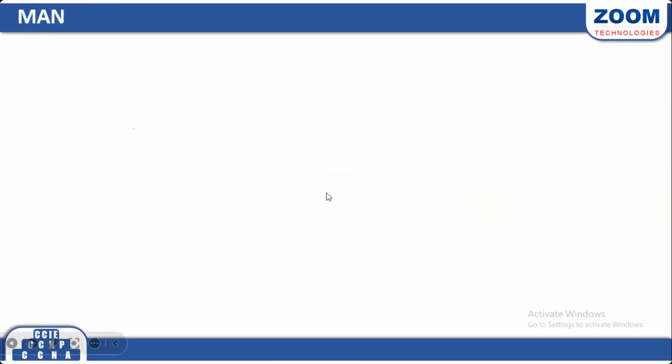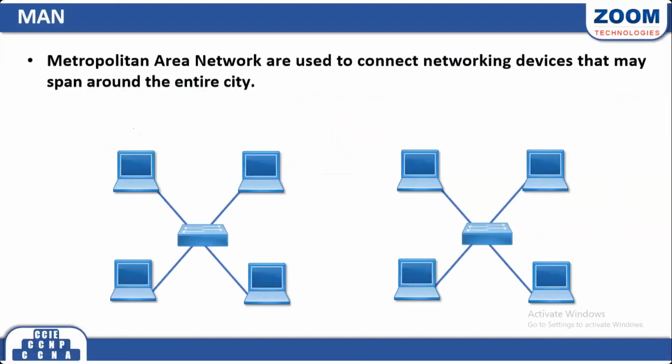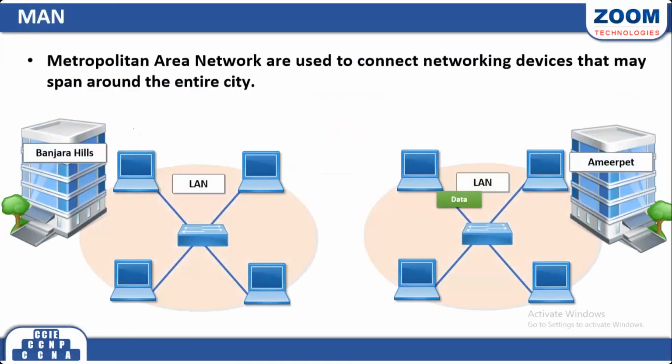So that's why second type of network you will get a metropolitan area network. So metropolitan area network means within the particular city here, same city. So that's why metropolitan area networks are used to connect networking devices that may span around the entire city. Like suppose in Hyderabad we have this 2 branch here, Banjara Hills and Amirpet. So within the same city we have these 2 different LAN here. And if you want to send a data, so this is called as a metropolitan area network. So directly we can connect here switch to switch.